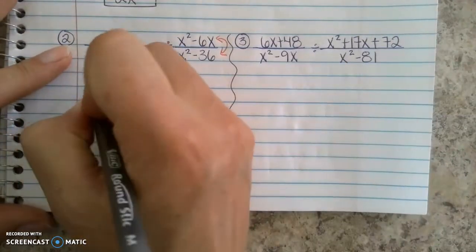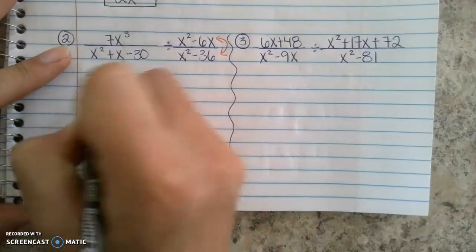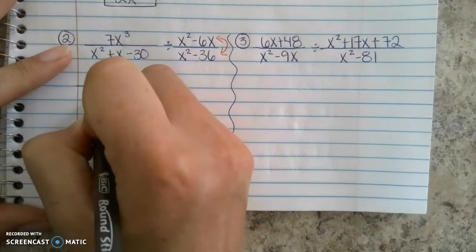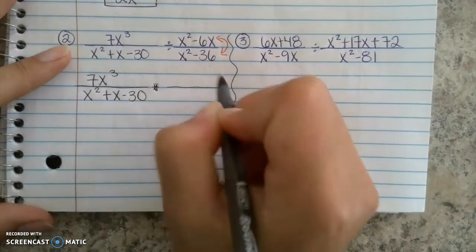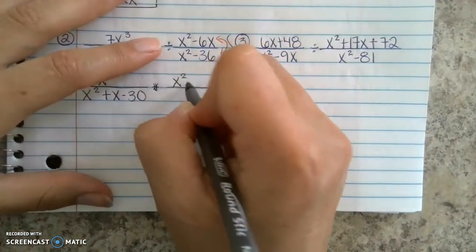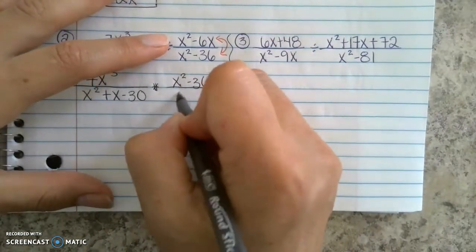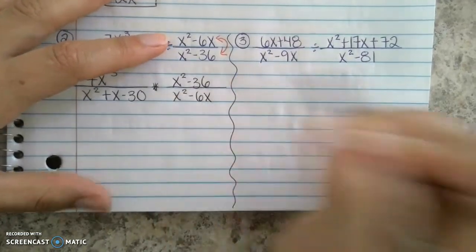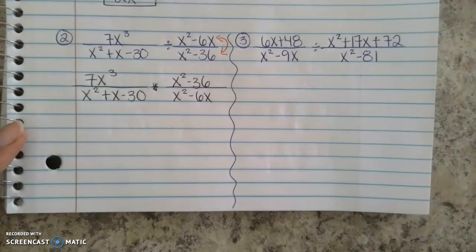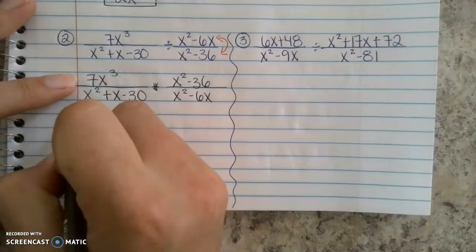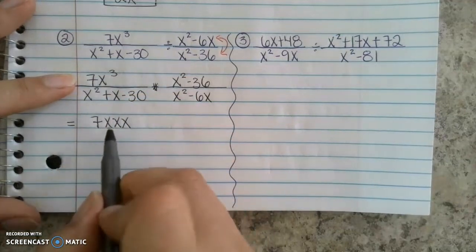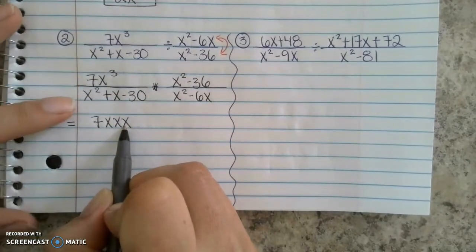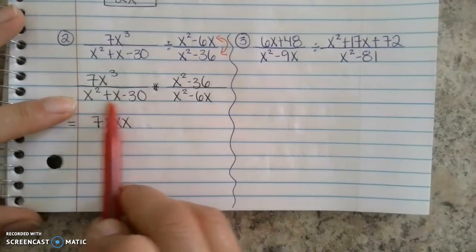All right, so I'm going to go ahead and rewrite this. We've got 7x to the third over x squared plus x minus 30, and now I'm multiplying. X squared minus 36 goes up top, and x squared minus 6x goes in the bottom. All right, go through it section by section. 7x to the third, I can go ahead and rewrite this as 7 with 3 x's, right? I'm expanding that out.